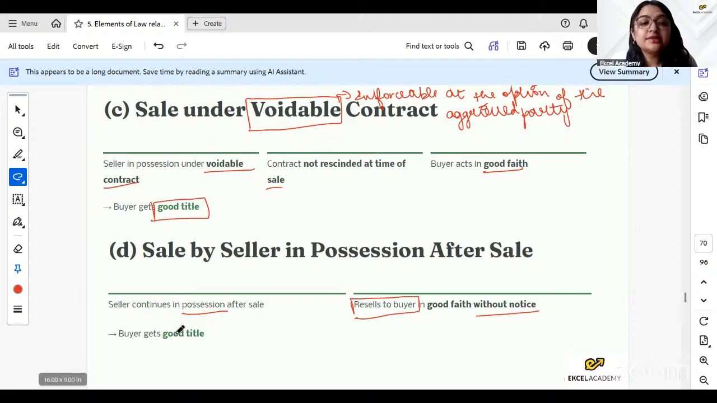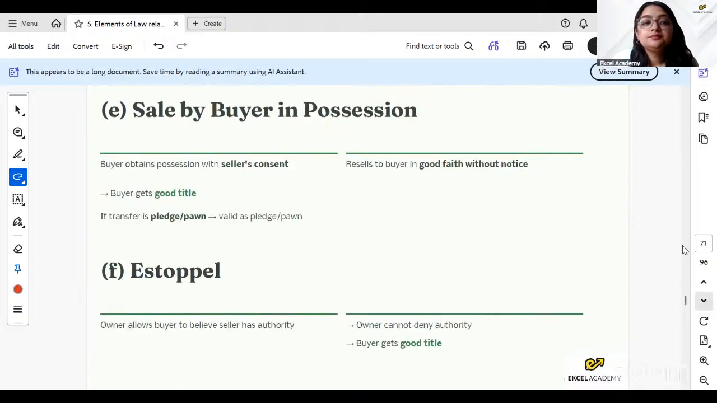What happens in this case? Let's say sale has happened, but what happens when a sale has happened? The ownership is transferred, but the possession of the goods is still with the seller. So if the seller sells these goods which are in his possession to another buyer and that buyer acts in good faith, then he will get good title. All right, I hope you are able to understand these exceptions. To understand these exceptions, please make sure that you have understood the general rule properly. All right, next, sale by buyer in possession.